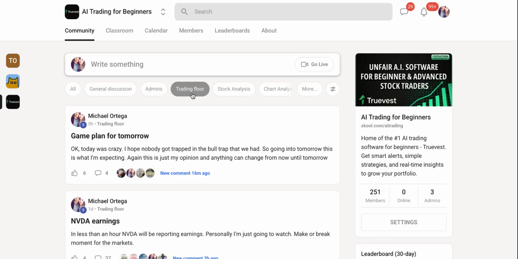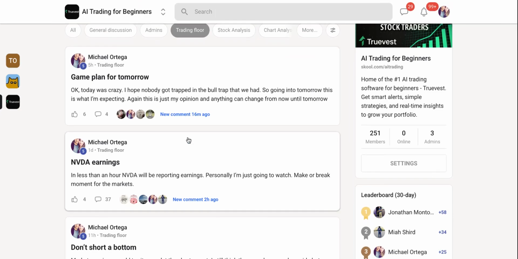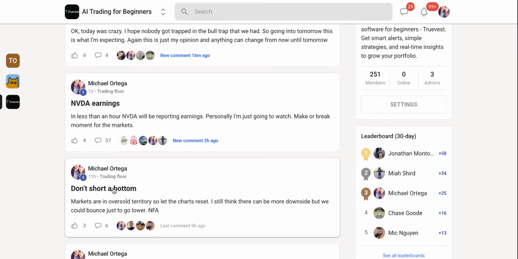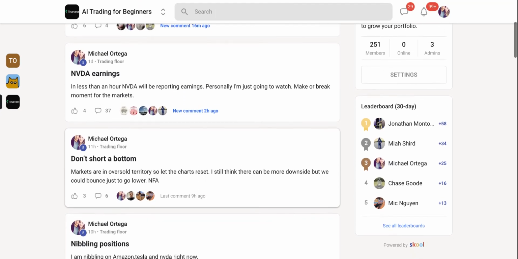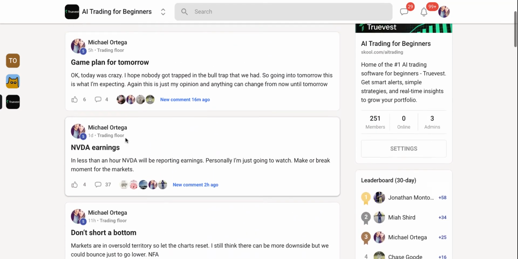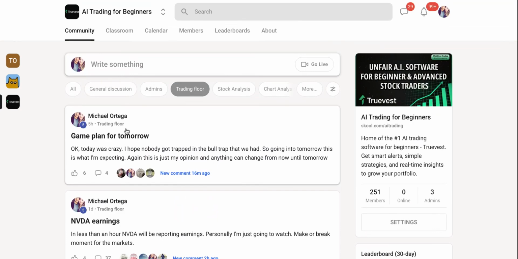Trading floor. Okay, so this is where we're going to trade every single day. I'm going to post my updates. Hey, what am I doing? Again, like I said here, don't short a bottom and stuff like that. Positions that I'm nibbling in, stuff like that. This is where I'm going to post a lot of my updates as far as what I'm going to be getting in. Maybe if everybody wants to discuss a topic. Again, my game plan for tomorrow. This is going to be Friday, November 20th. When you see this, it might be weeks past it. I'm not sure, but yeah.